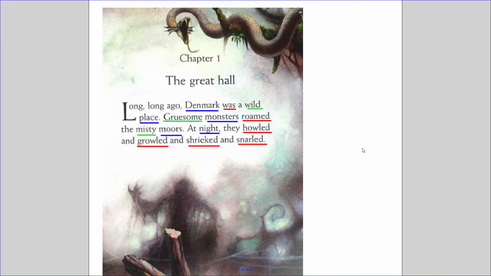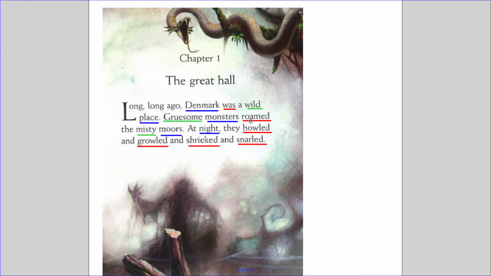Let's have a look at our verbs. So we've got some fairly obvious ones to start with. Roamed, that's when you're wandering about. Howled, growled, shrieked, and snarled. And then I wonder if you spotted this one or if it tricked you. Was. The verb to be in the past tense is was. So was is also a verb.